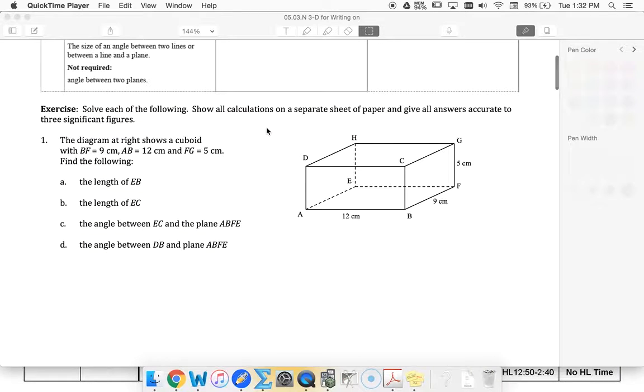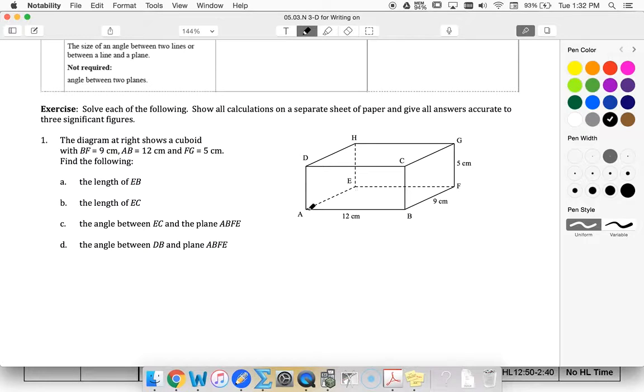The diagram at the right shows a cuboid. When I see this word cuboid, it means that it's a cube-like figure, but instead of having all sides the same length, I've got some rectangles. So my bottom here is a rectangle, and I can see I've got 9 by 12. But the bottom face, since it's a rectangle, I know there's right angles inside of it. And in fact, all of the faces are rectangles, so I know that I've got right angles inside all of those. So I can see all the dimensions they've given me.